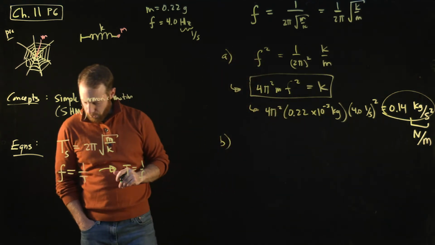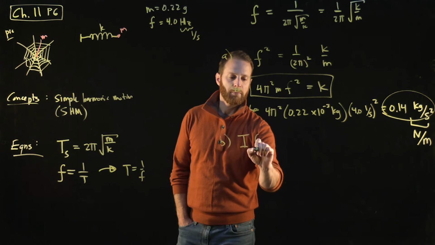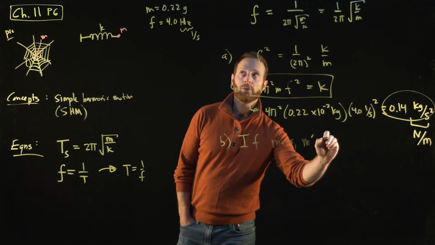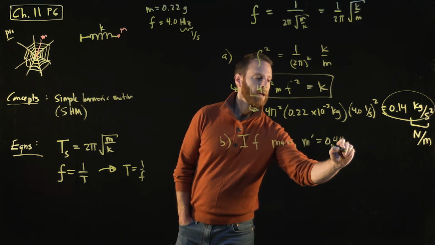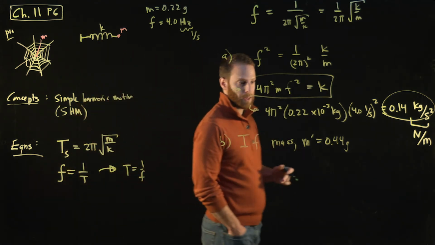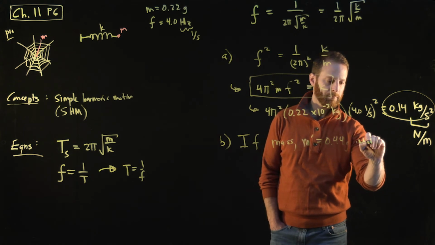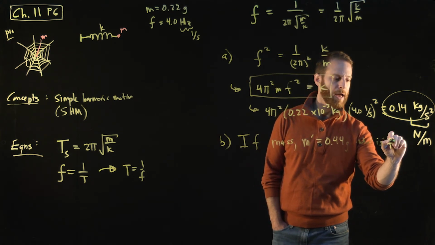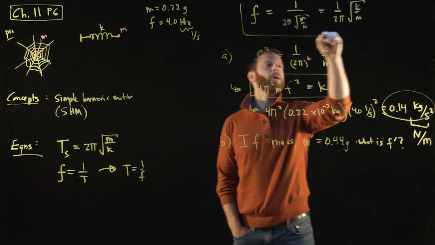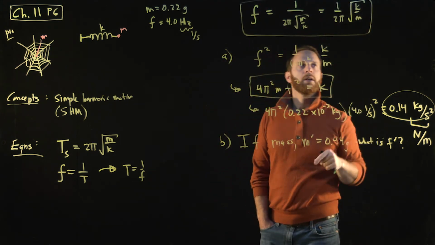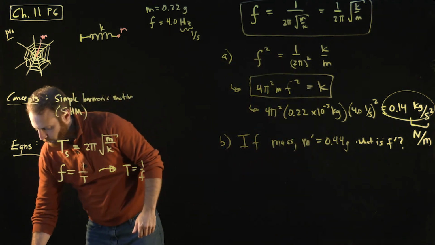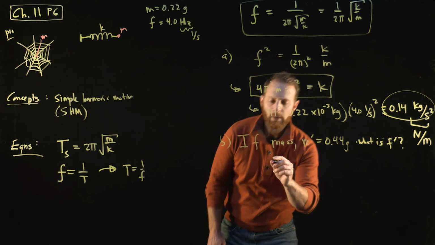Part B, you're asked to determine if it's a different mass of a fly. If there's a mass, let's call it m prime, equal to double it, 0.44 grams, then what is the frequency of the oscillation then? What is the new frequency? Let me call that new frequency f prime. Now, a straightforward way to do it would be to simply use this formula from above. We have our spring constant, and all we would need to do is plug in the new mass. But I want to show you a slightly different way to do it, as you can see how things scale.